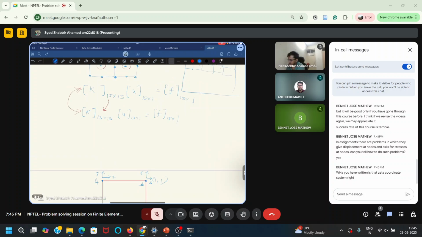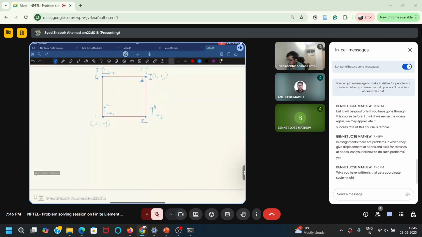Probably if you watch next week's lectures, if you don't know what natural coordinates are, you should. I think we have used them in the bar and beam, I don't know if we have, but if you watch next week's lectures, you'll understand this completely. But this is a simple thing.